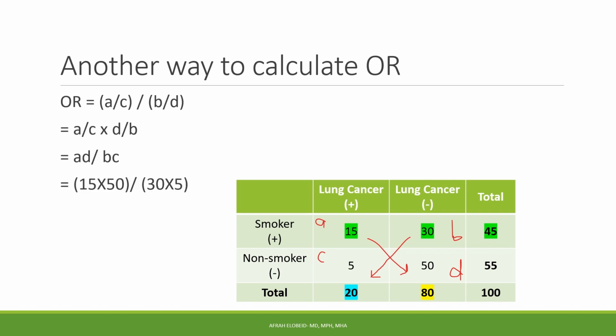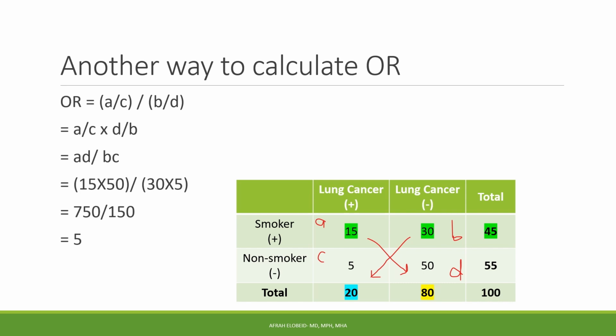A multiplied by D is 15 times 50. This is divided by B multiplied by C, which is 30 times 5. And the answer is 750 divided by 150, which is 5. And that's the same answer that we got in the beginning. So whatever is convenient for you, this is the way you calculate the odds ratio. Either you divide A by C and then divide it by B by D, or do the multiplication if it's easy for you. I find the multiplication easier and it's a shortcut.